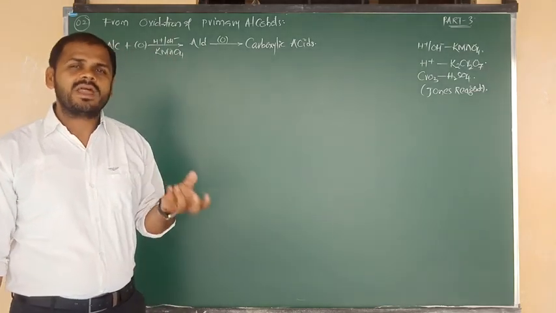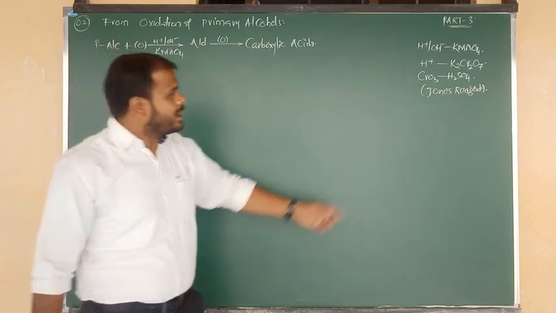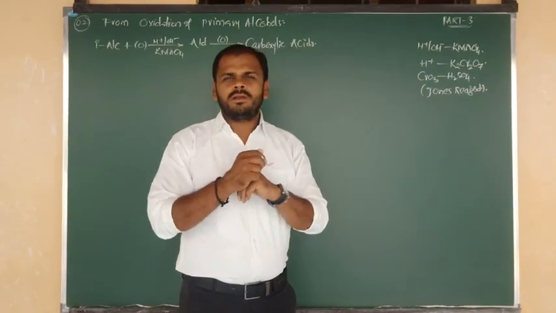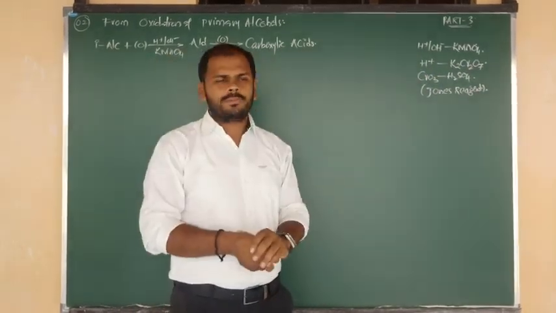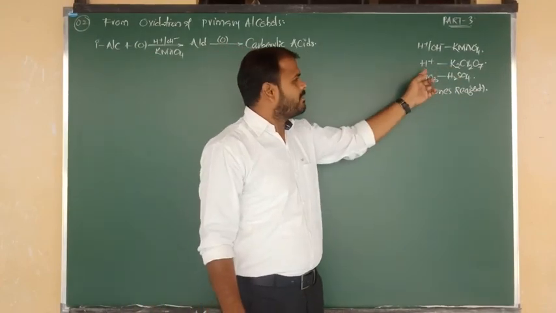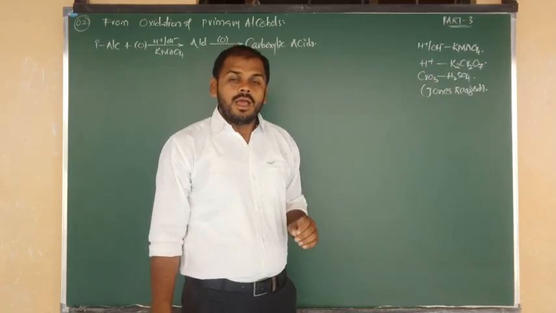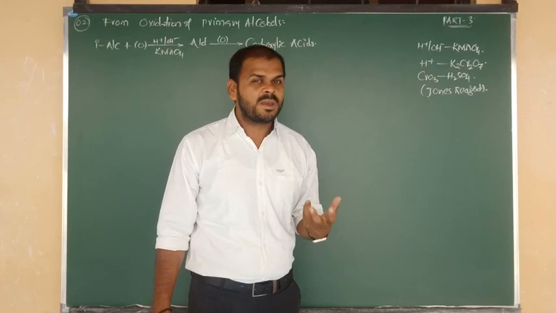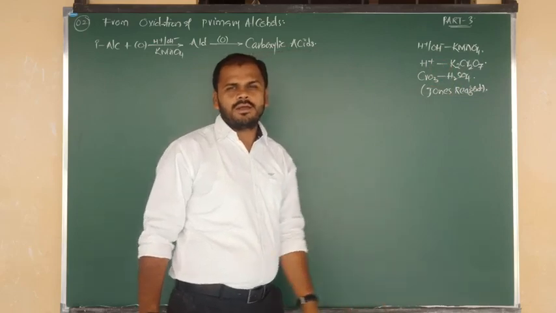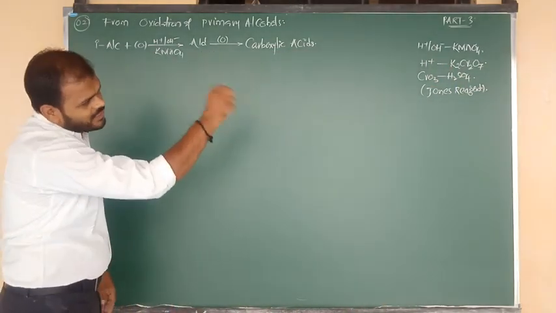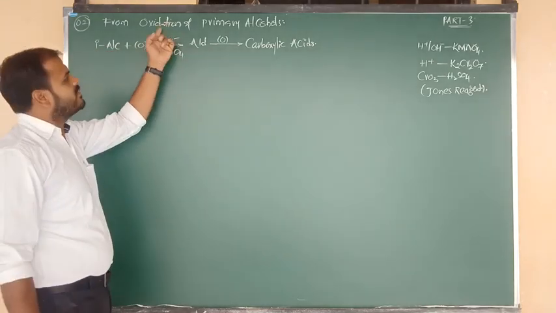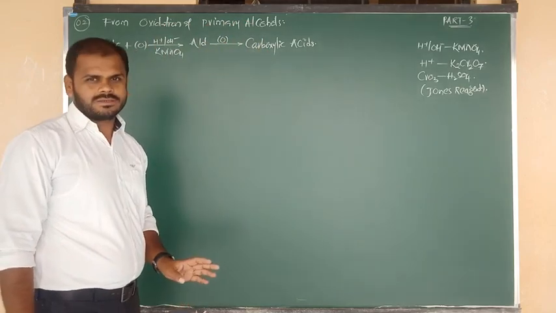What are the oxidizing agents we have to use for this reaction? We can use the powerful oxidizing agent potassium permanganate in acidic medium and also in basic medium, and we can consider neutral medium also. And also we can consider potassium dichromate, K2Cr2O7, but the medium is only acidic for potassium dichromate. Next we can consider Jones reagent. What is meant by Jones reagent? Chromium trioxide in acidic medium, that mixture is called Jones reagent. Out of the three, you can pick any one oxidizing agent for the oxidation of primary alcohols.